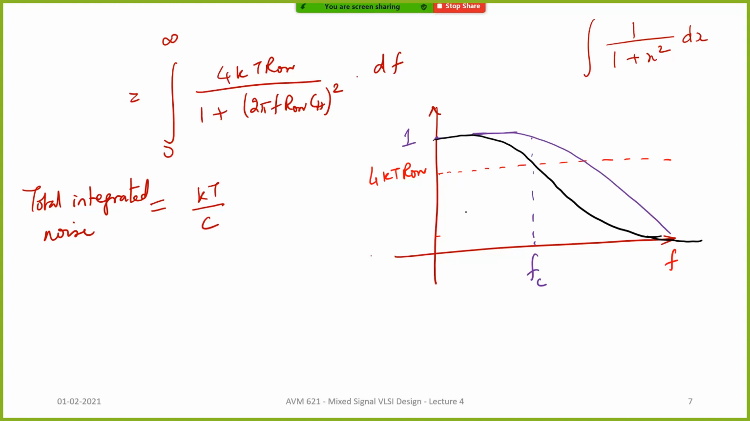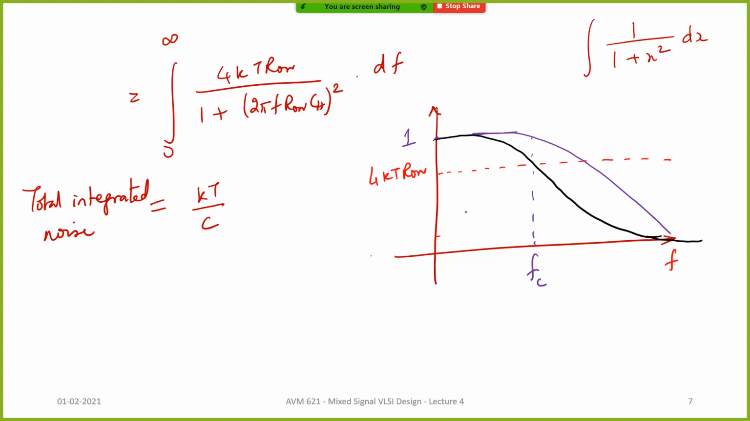So thermal noise was going up to infinity. If you find the total integrated noise without the filter, it will be infinite, right? Because it's just going on till infinity. Now because of this filter, you have only some amount of noise being taken, and the total power of noise produced by the circuit is basically kT by C.